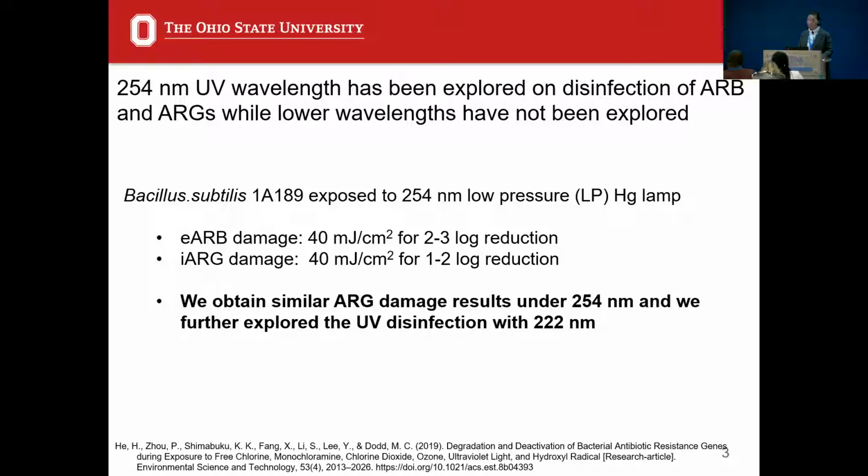So here is a literature review that we referenced a lot, in which they exposed Bacillus 1A189 to different disinfectants: UV, ozone, and chlorine. This Bacillus subspecies 1A189 is a multi-drug resistant bacteria. In their findings, a typical UV dose used in wastewater treatment now, 40 millijoules per square centimeter, can obtain a 2 to 3 log reduction for extracellular gene damage and a 1 to 2 log reduction for intracellular ARG damage.